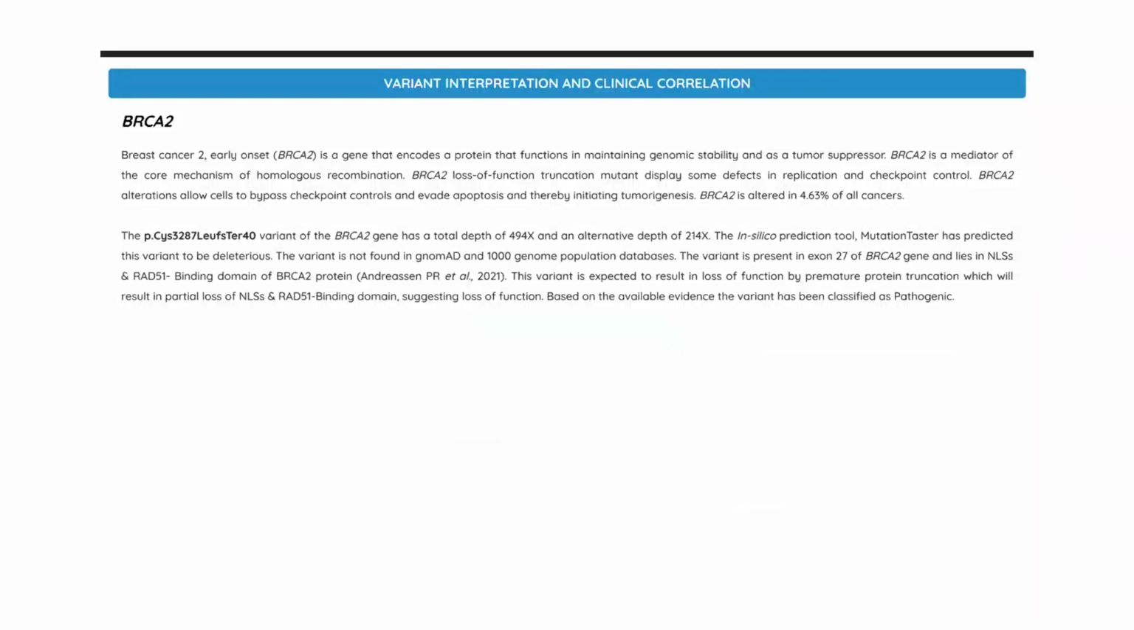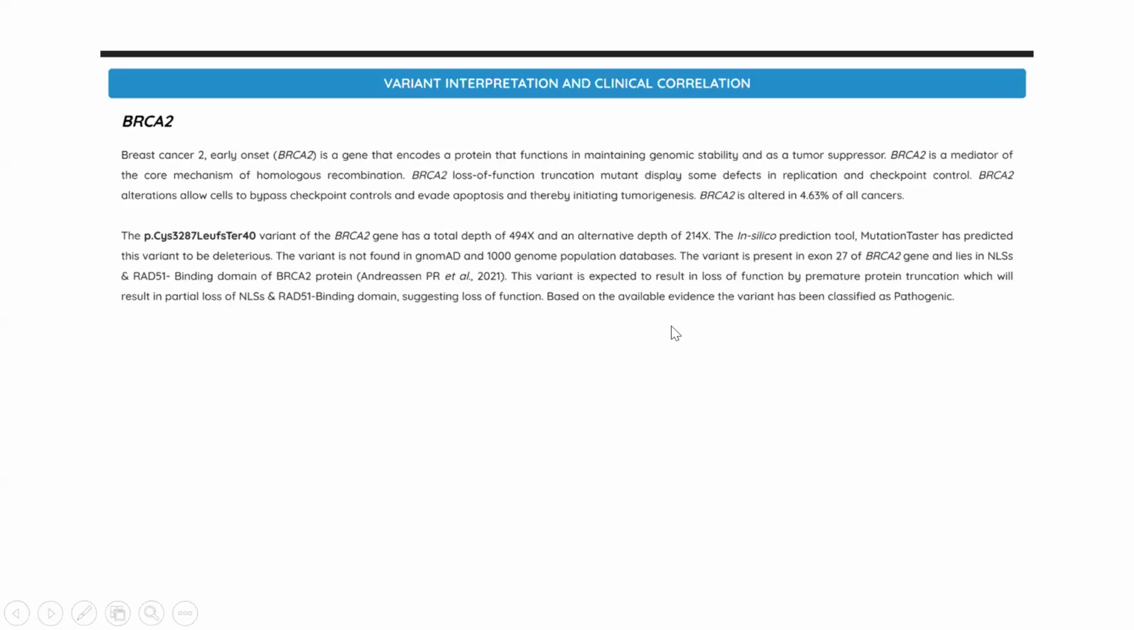So what more information do you have about this variant? As I was saying, this variant is not found in any of the population databases. That means it's not commonly present in the population. Prediction tools are predicting it to be deleterious, as I said.